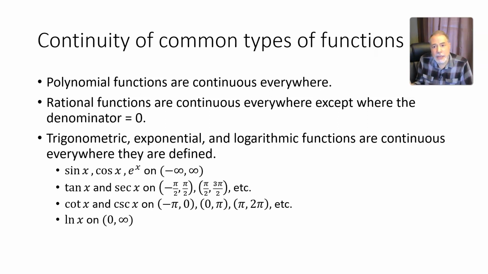Cotangent and cosecant are continuous everywhere except for the points where they are undefined, which would be the integer multiples of pi. So 0 and positive or negative pi, 2 pi, 3 pi, and so on. And then the function ln of x, the natural logarithm function, is continuous on its domain, which is the positive real numbers, the open interval from 0 to infinity.